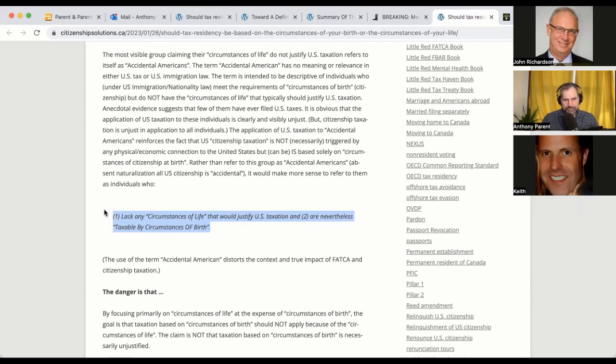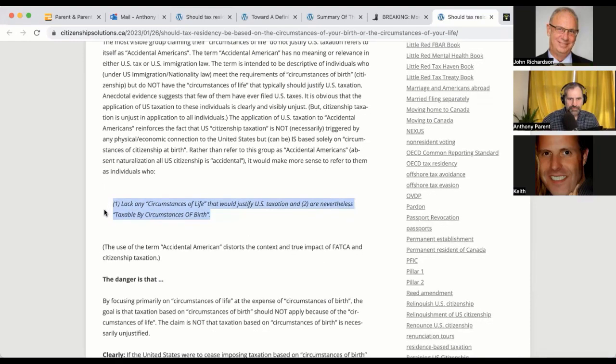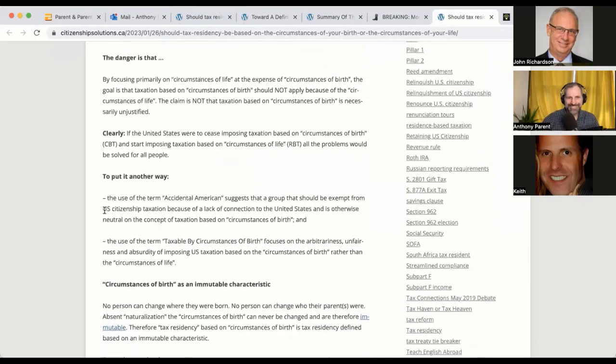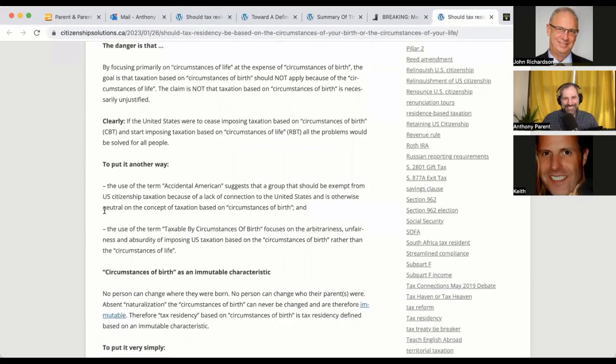I think you're absolutely correct. And I would put it, even more precisely, under no circumstances can citizenship be relevant for tax residency. Yeah. Okay. So the reason why this is so important is that there are organizations out there who are promoting or supporting what they call RBT, but it actually is not RBT at all, because they don't support severing U.S. citizenship from tax residency. You don't want to name names, Keith? Well, I'm happy to do so.